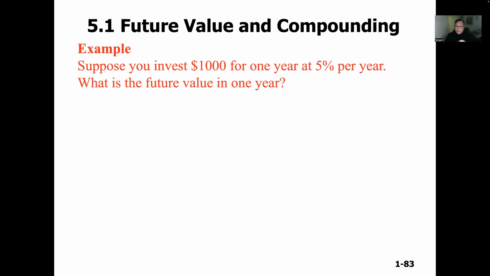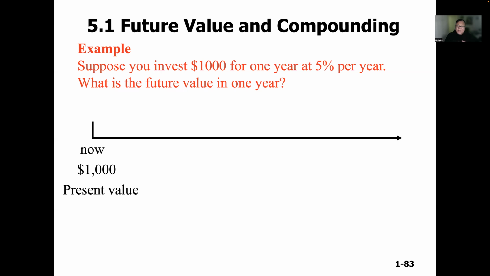You see, this is the timeline, and now that's the present. You have $1,000, so that will be the present value. This is early money on this timeline. And you are asking, what about in 1 year, at the end of year 1? What is the future value? How much would the value be 1 year after?